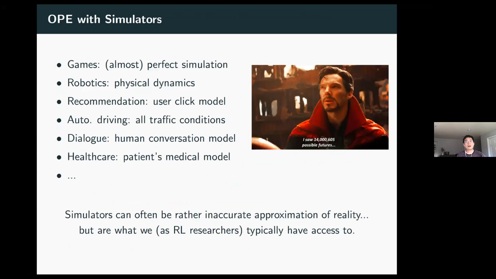And then in the RL literature, a very common approach to doing this is to build a simulator. In the examples of games, this is nice because the simulators are the real environment, since games happen on computers. But when we talk about robotics, things start to get interesting. And when users are involved, like recommendation and advertising, or even more challenging, driving and conversation, then building a simulator is not that easy. In fact, building a simulator can be harder than solving the problem itself. So in many realistic scenarios, simulators can often be a rather inaccurate approximation of reality. But this is the best we, as RL researchers, typically have access to.